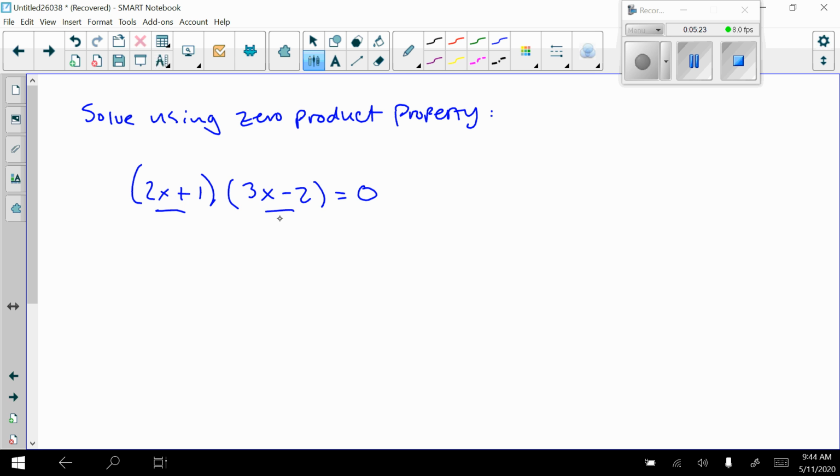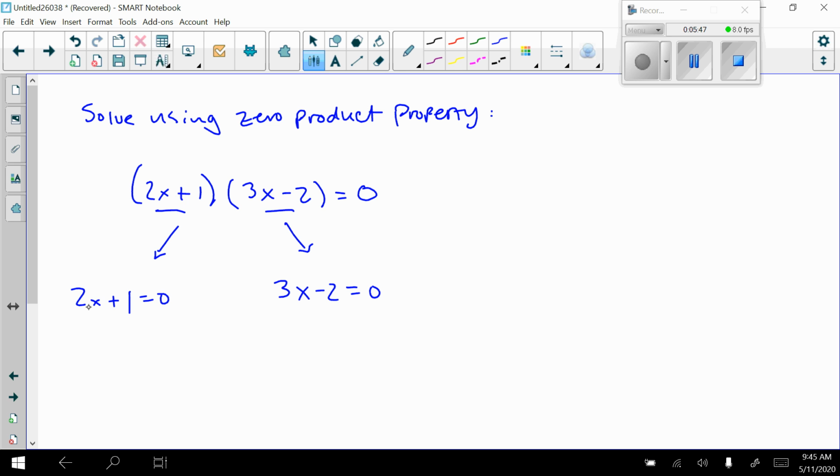I'm going to take both of these things, split them up into two pieces, and set both of them equal to 0. So I get 2x plus 1 equals 0, and I get 3x minus 2 equals 0. Now I have two equations that are pretty easy to solve, and I'm just going to solve them both for x. These are both going to be a little bit more complicated because I'll end up with fractions. You'll see what happens.